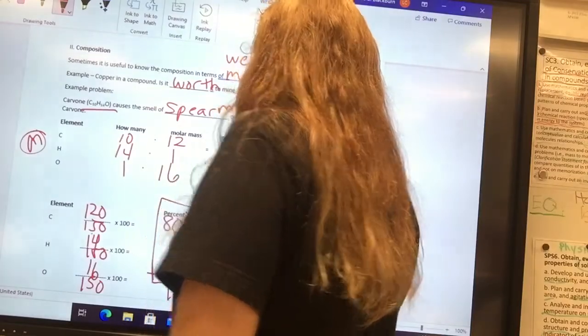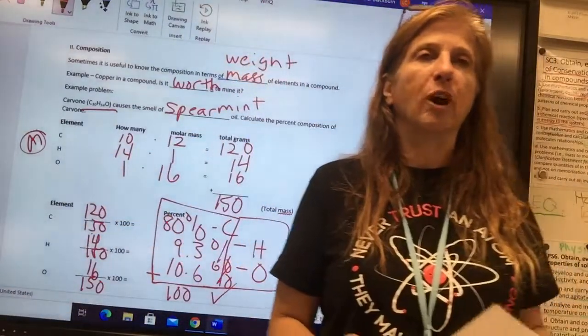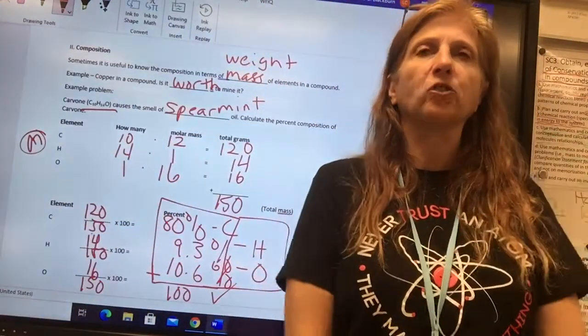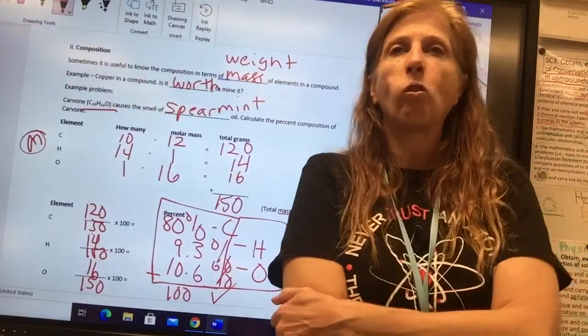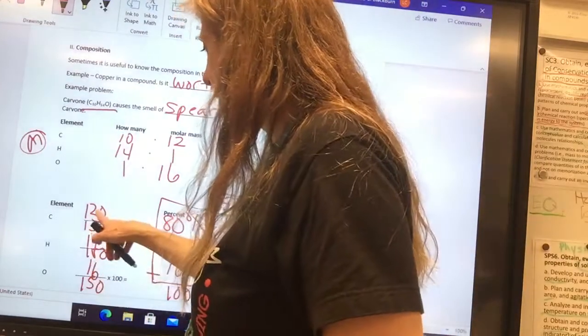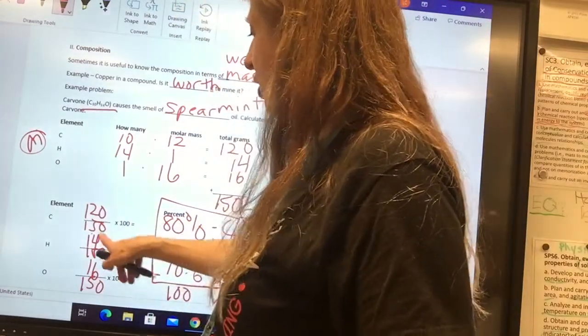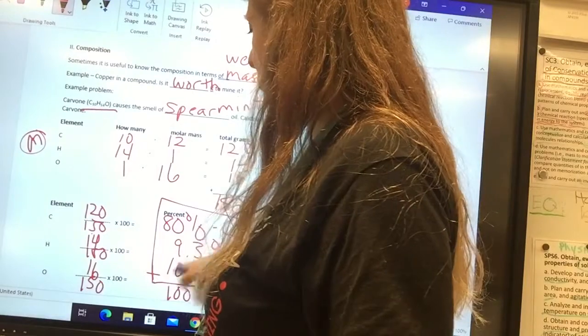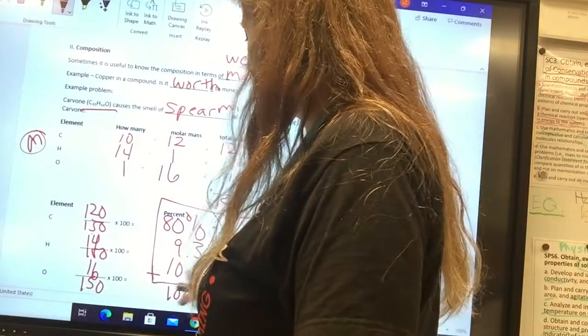Make my box bigger. All right, how do you feel about that problem? Is that easier than stoichiometry? Yes, Jesse. What? 120 divided by 150 is 80. 14 divided by 150 is 9.3. 16 divided by 150 is 10.6.